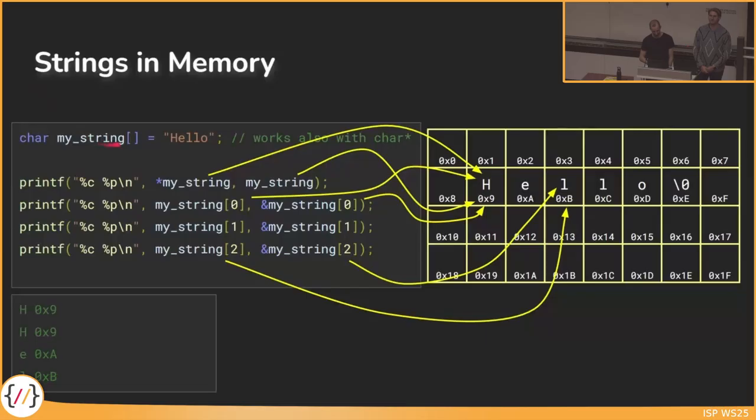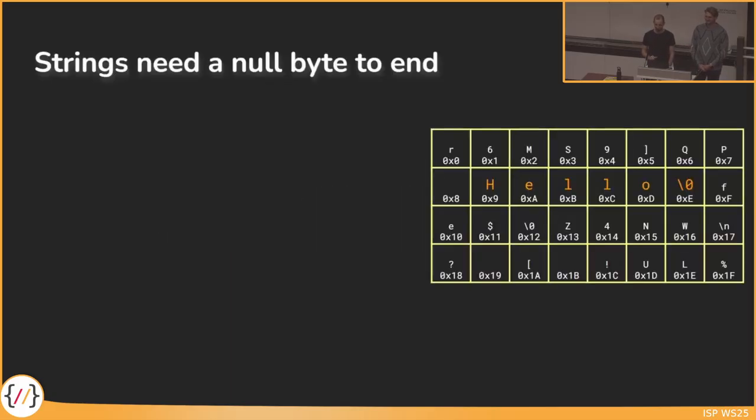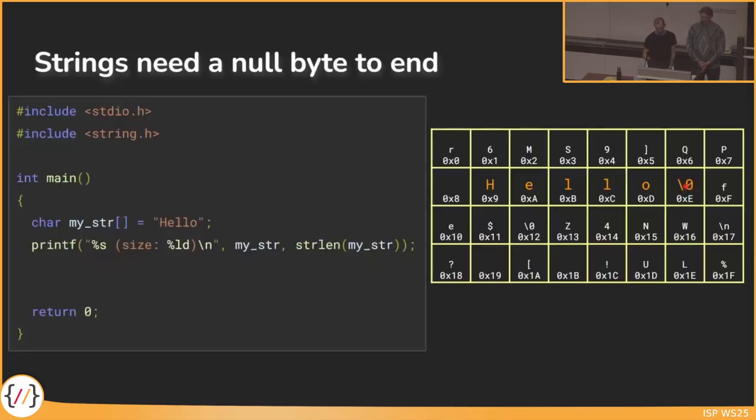the variable itself always points to the first element. And then it goes until it finds a null byte. What if we cannot find a null byte? So what happens if there is no null byte at the end of our string? Let's try it out. We have again our hello string here. We have here our null byte. That's our code. Yep, that works.